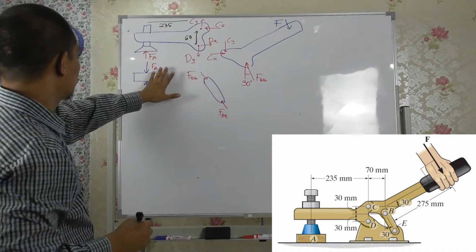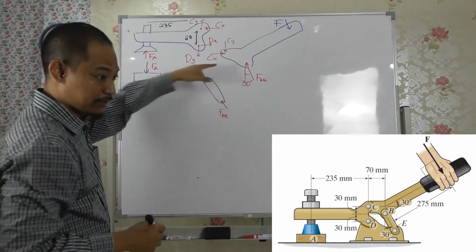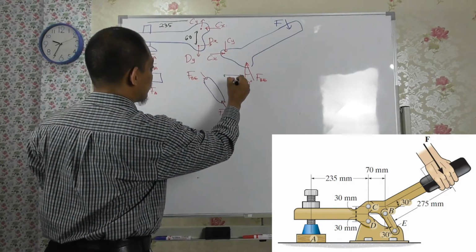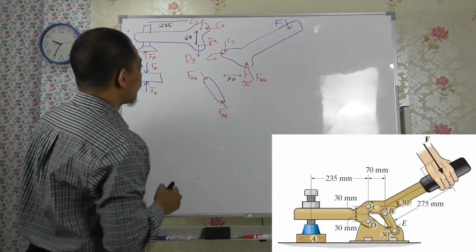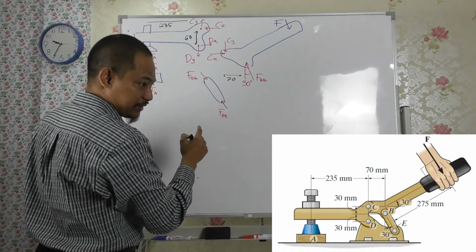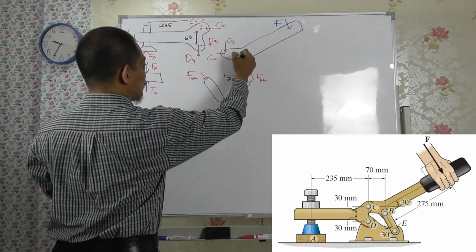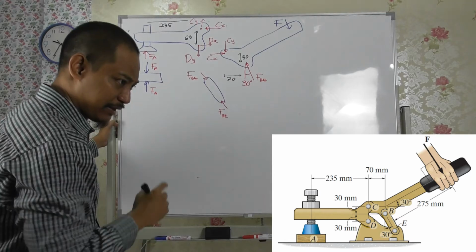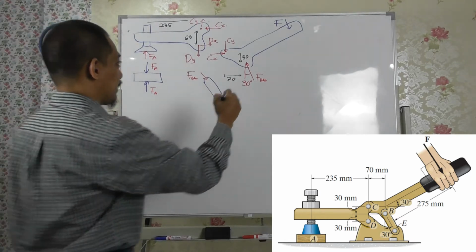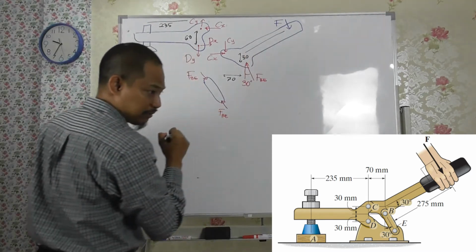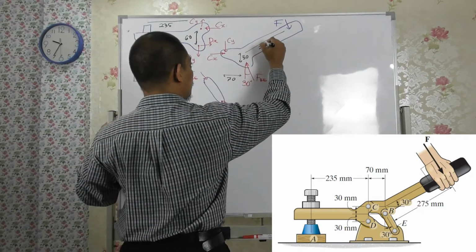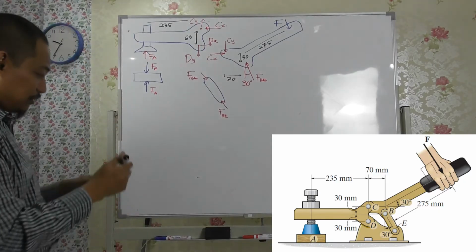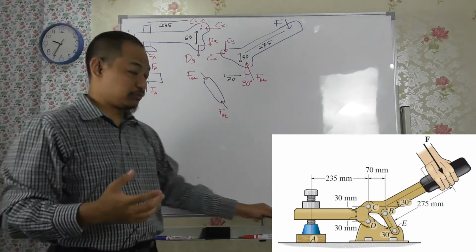So that's for this one. This one, you have 70 millimeter, and between B and C is 30, right? So this distance is 30, and then you have this length here of 275, right? Those are the free body diagrams that you need to be able to draw.